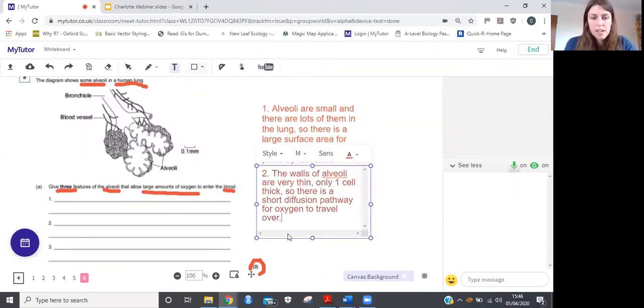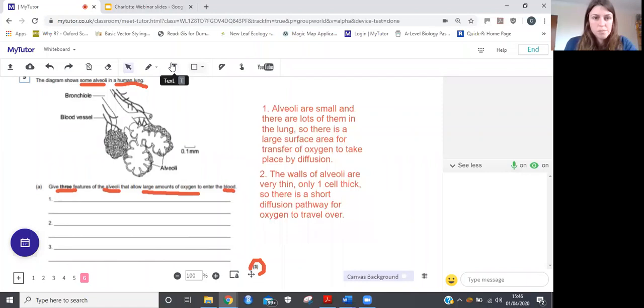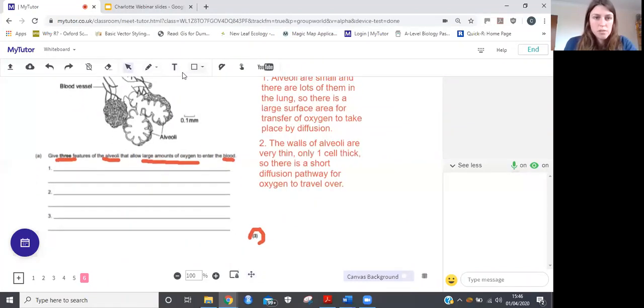And finally, our third point, making that a bit more difficult.